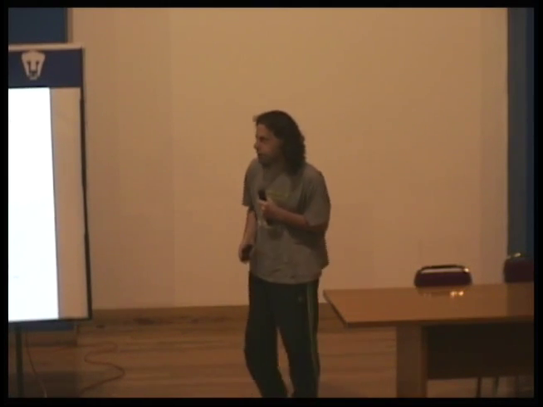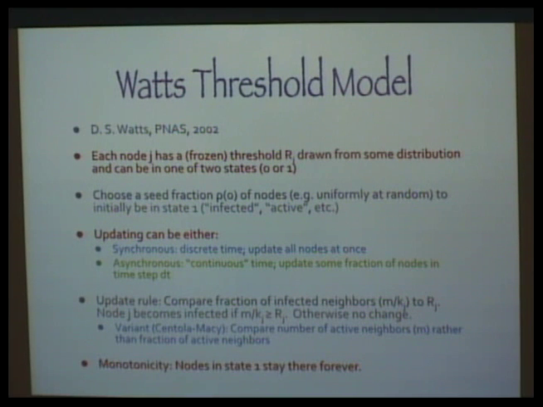Okay, so here is one example of a simple model. It's called the Watts Threshold Model. It was published in PNAS 12 years ago. It is a modification of a model that Granovetter did in 1978, but without network structure. So I've got some social network. It's a static network.